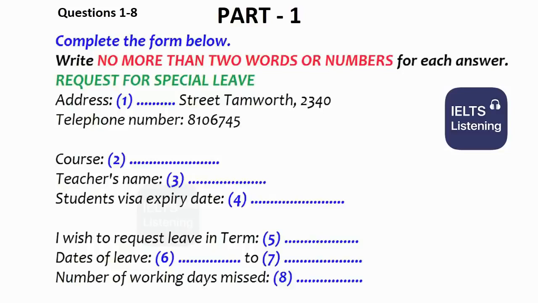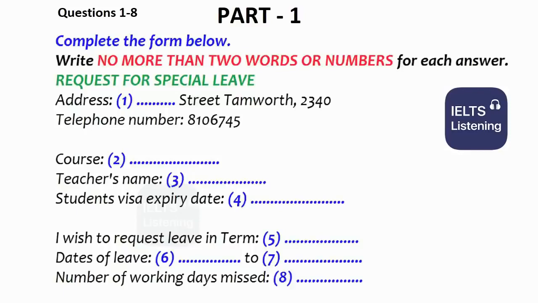It's H for Harry, 5712. H5712. Okay. What's your address, Angela? I live at 10 Bridge Street, Tamworth. 10 Bridge Street, Tamworth. And your phone number? The telephone number's 8106745. Thanks. What course are you doing? I'm in the writing class. Writing. Who's your teacher this term? Mrs. Green. She spells her name like the colour. Thanks.